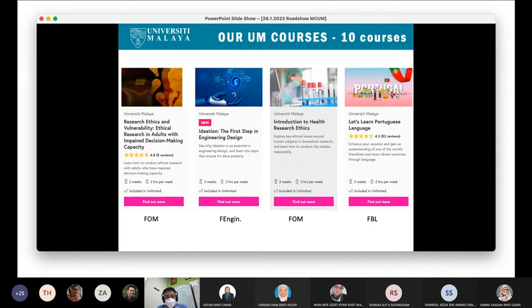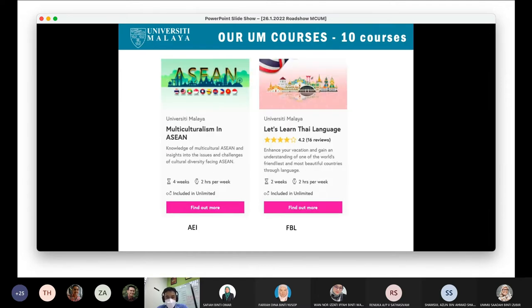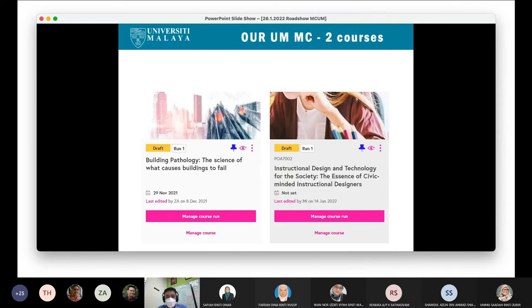So these are the other courses from medicine and also from LBL, which is quite popular right now, learning languages. Next. Okay, so these are the rest of the courses. This is the one from AI, which is multiculturalism in ASEAN. Next.